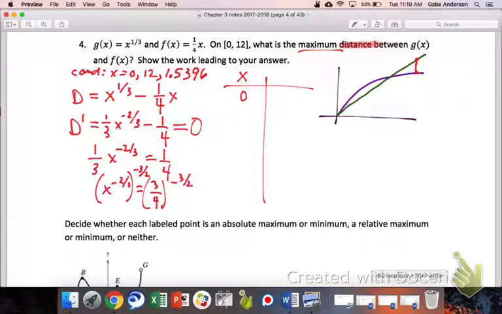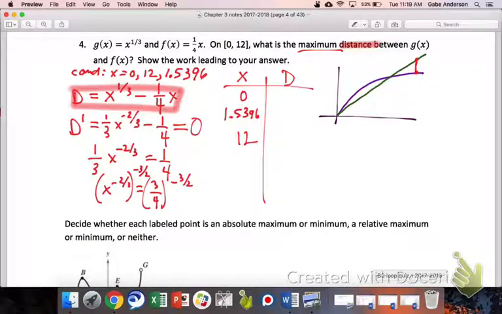I've got 0, 1.5396, and I've got 12, and I want to figure out which of those generates the biggest distance. So what am I going to plug those numbers into? The original, the D, right? I'm going to plug them back into this one right here. So again, definitely calculator active. It'll be helpful on 2 of them.